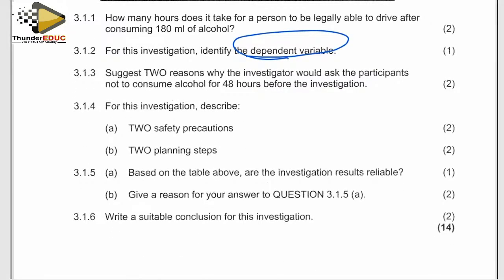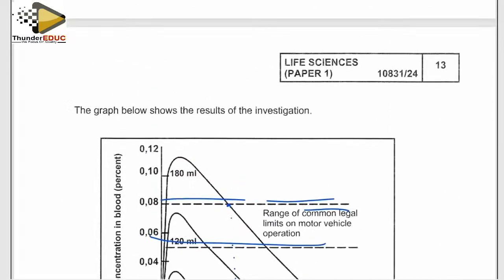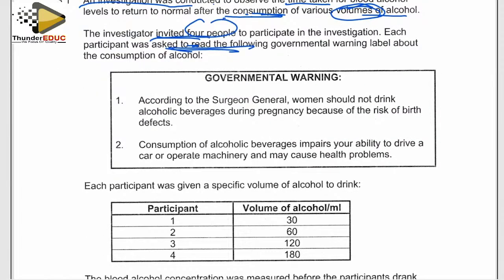Then they're saying that for this investigation, describe two safety precautions. So what did they do for the safety precaution? They told them to read, so that they know. That's number one. They had to know the warning that, according to this, women who are pregnant must not drink. So that prevents all those things.